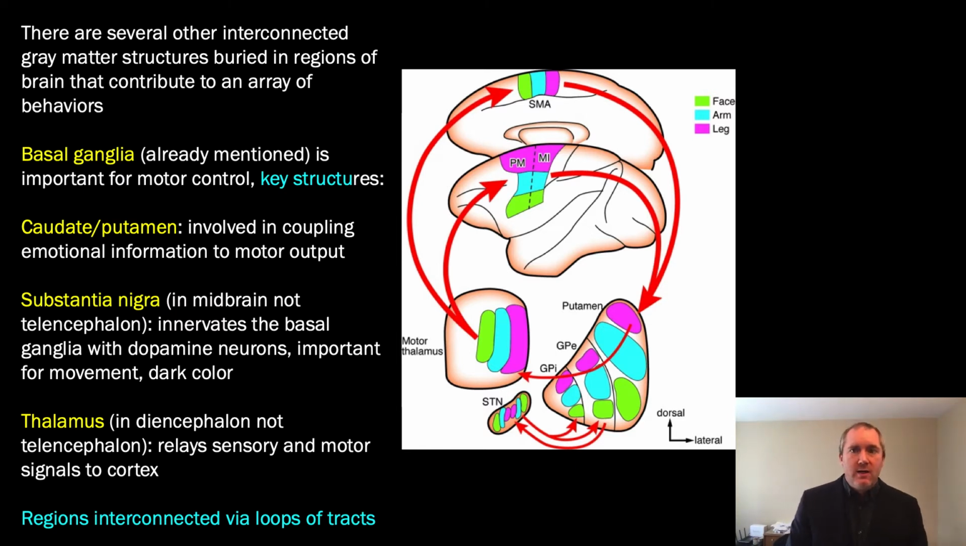But there are several other interconnected gray matter structures buried in brain regions that contribute to an array of behaviors. And again, it's very important, I think, to think of these things as interconnected loops rather than discrete brain regions that operate in and of themselves. So the basal ganglia, this is something that we've already alluded to a little bit, is very important for motor control.